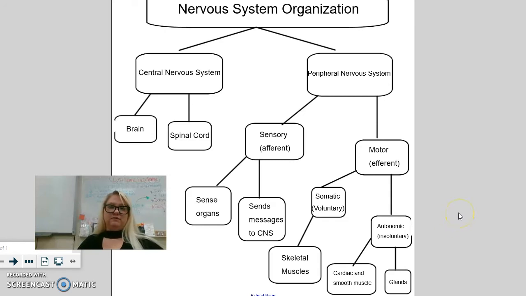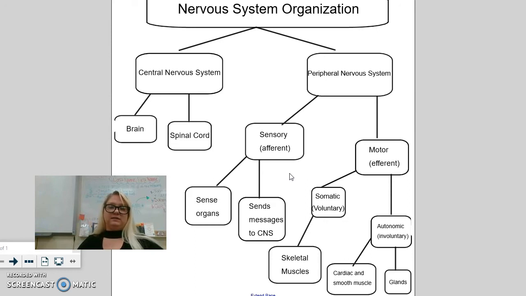So when we look at the division of the nervous system, we look at it first by what it's made of. That's our structural divisions, central and peripheral nervous system. Then we break it down by function. What does it do? So you have your sensory division sending messages to the brain and spinal cord. You have your motor division sending messages back to muscles and glands and organs from your brain and spinal cord.